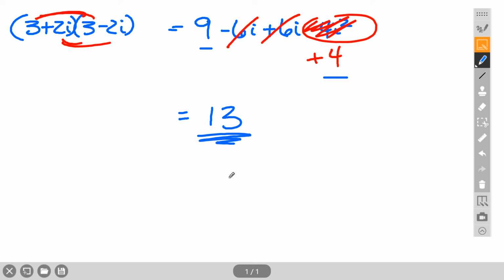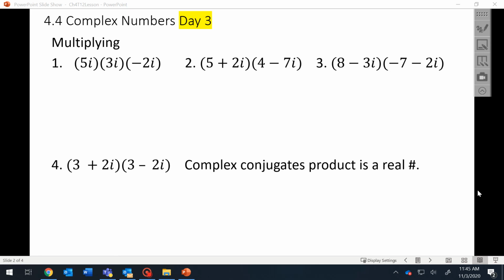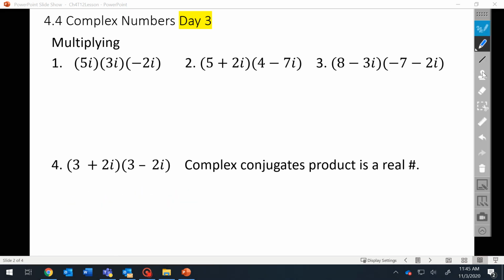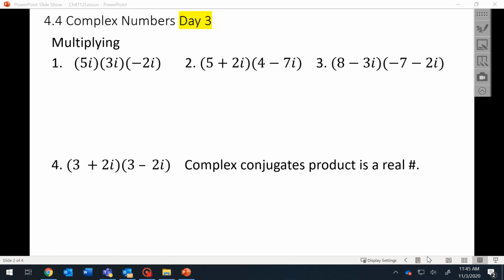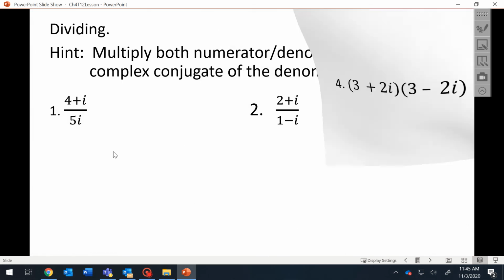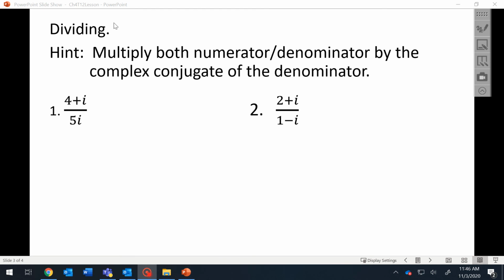That is what makes those complex conjugates, because when you multiply them, they no longer have an imaginary part. And this all happens because the imaginary part is opposite. And this is actually going to come in handy in just a second. This is a technique we're going to use for dividing complex numbers. Alright, so if we take a look at number 1, this is a division problem.